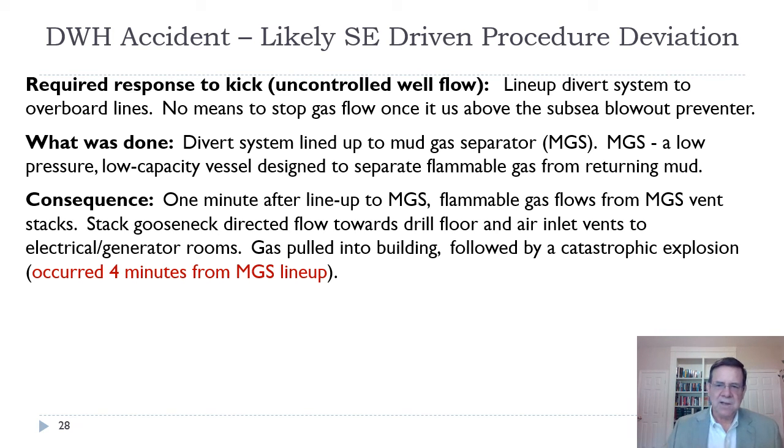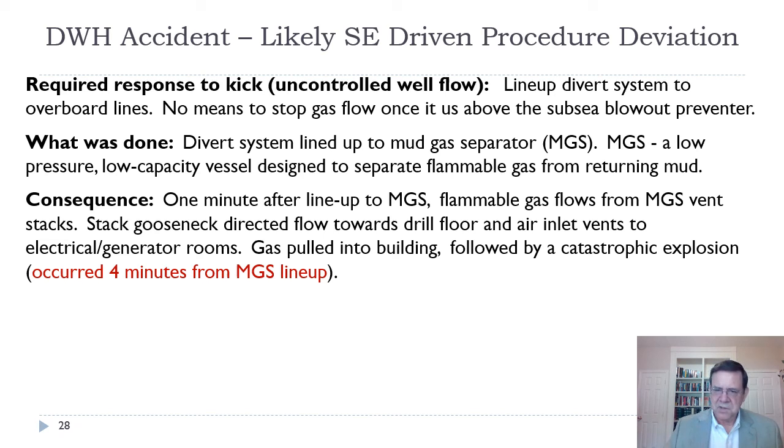So now let's look at another example. The procedure: how do you drift in procedures? Another causal event in Deepwater Horizon. When a kick occurs, the safety procedures say that you need to line up the well through a divert system to overboard lines, because if you get gas above the blowout preventer on the ocean floor, there's nothing to stop it. And what they did in practice was to line up a low pressure, low capacity vessel instead.